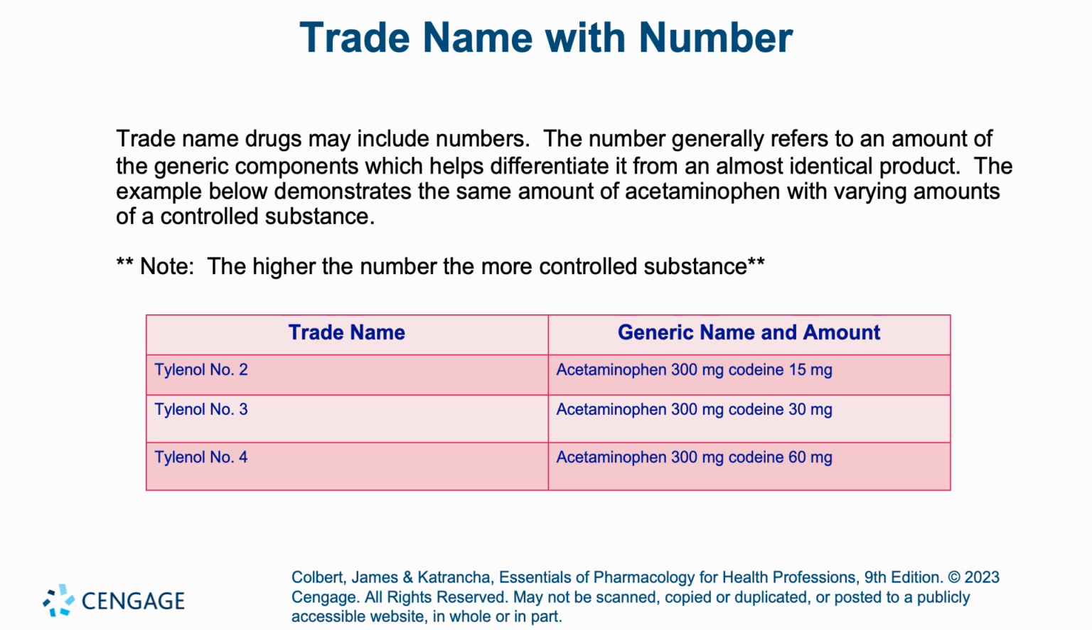So trade name, Tylenol number 2, generic name and amount, acetaminophen 300 milligrams with codeine 15 milligrams. Tylenol number 3, acetaminophen 300 milligrams, so same amount of acetaminophen with codeine 30 milligrams. Tylenol number 4, acetaminophen 300 milligrams with codeine 60 milligrams.